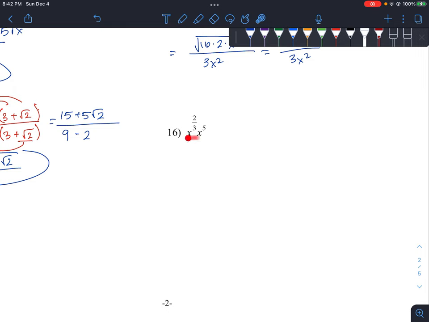Because these powers both have a base of x, I can add the exponents. So x to the power of 2/3 plus 5. I'm going to make this a fraction, 5 over 1. In order to add them, I need a common denominator, so multiply by 3 on both of those. So I get x to the 2/3 plus 15 divided by 3, and it's going to be equal to x to the 17/3.